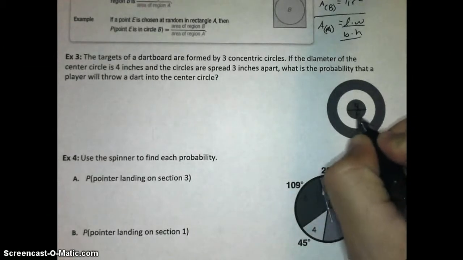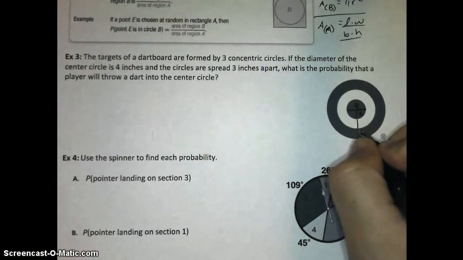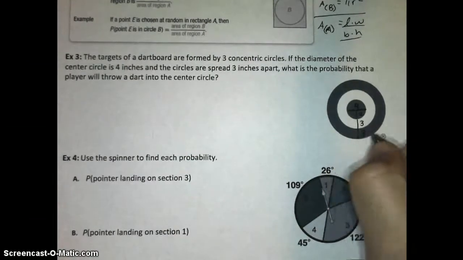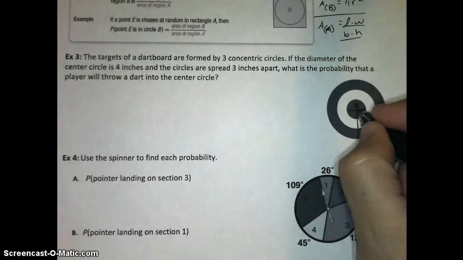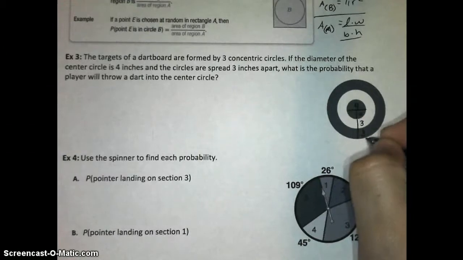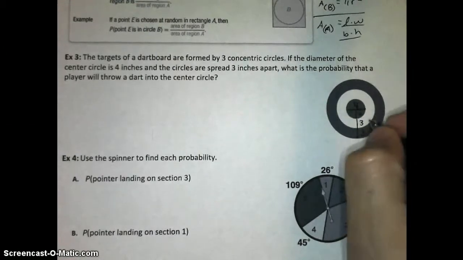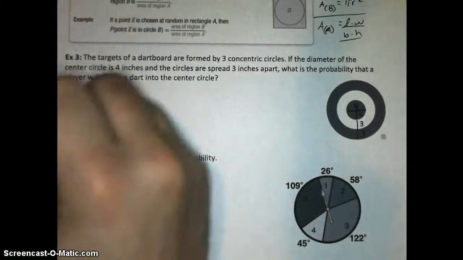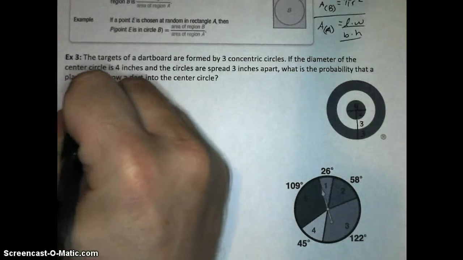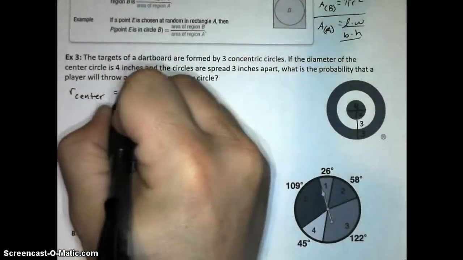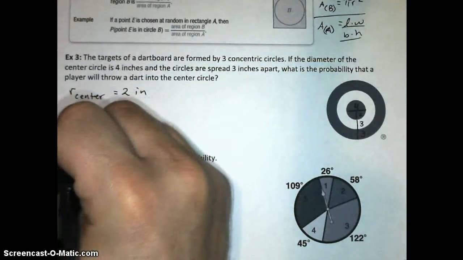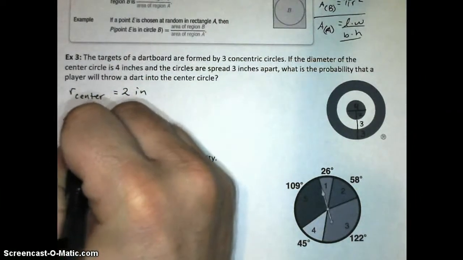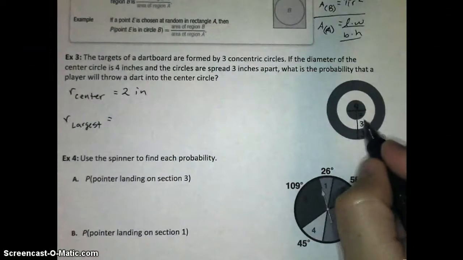The radius of the smaller circle is 2, and then this segment of white space to get to the other circle is 3, and then this segment would also be 3. From this we can come up with the radius of the central circle, and we should be able to come up with the radius of the largest circle to get our total sample space. We're assuming that our dart would land on the target somewhere, not over here on the wall. So the radius of our central circle is 2 inches. The radius of the largest circle is 2 plus 3 plus 3.